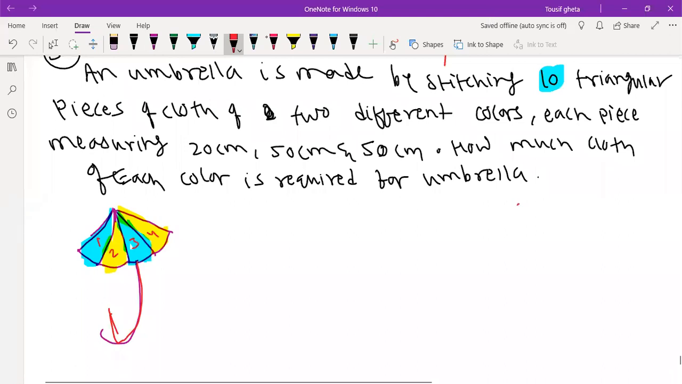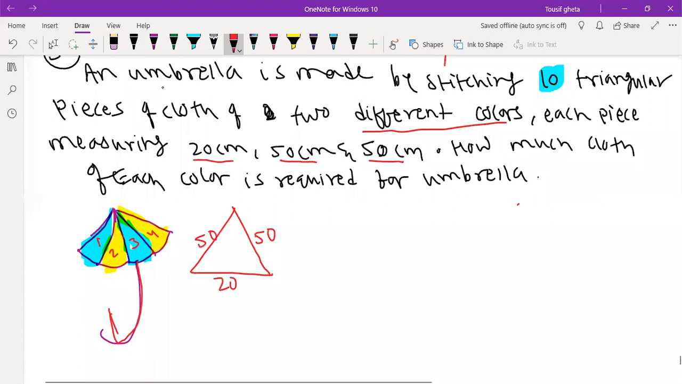On your screen, only 4 are shown, in 2 different colors, one blue and one yellow. Each piece is in the form of a triangle, and the sides are 20, 50 and 50. So this is, for example, one piece: this is 20, and this is 50 and 50. And all the pieces are the same.